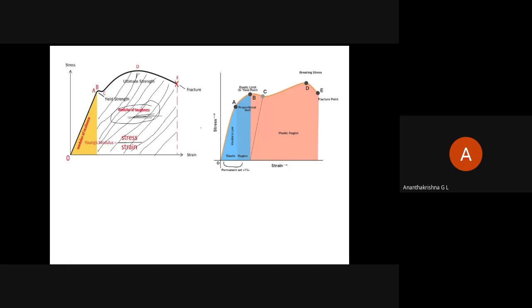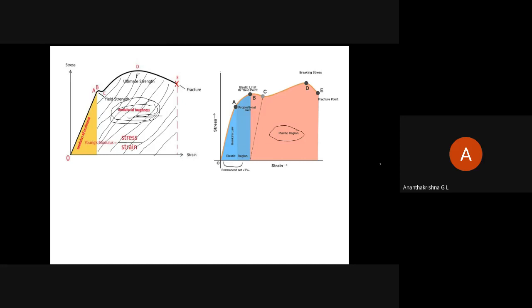So what is the region for toughness? Please tell me the region. The toughness is the region under plasticity. So the area under the stress strain curve in the plastic region represents toughness. If this area is more, then its toughness is more. Could you all understand what I mean to say? Yes, sir. Okay, toughness you understood.